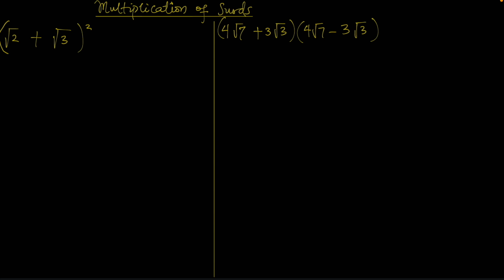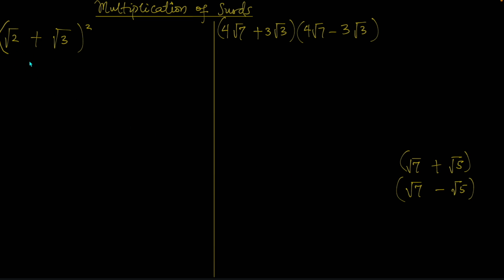So we're looking at the multiplication of binomial Surds. When we say it's binomial, it means that either you're trying to add two Surds or you're trying to subtract one from the other. So what we are learning in this lesson is how we can multiply both.